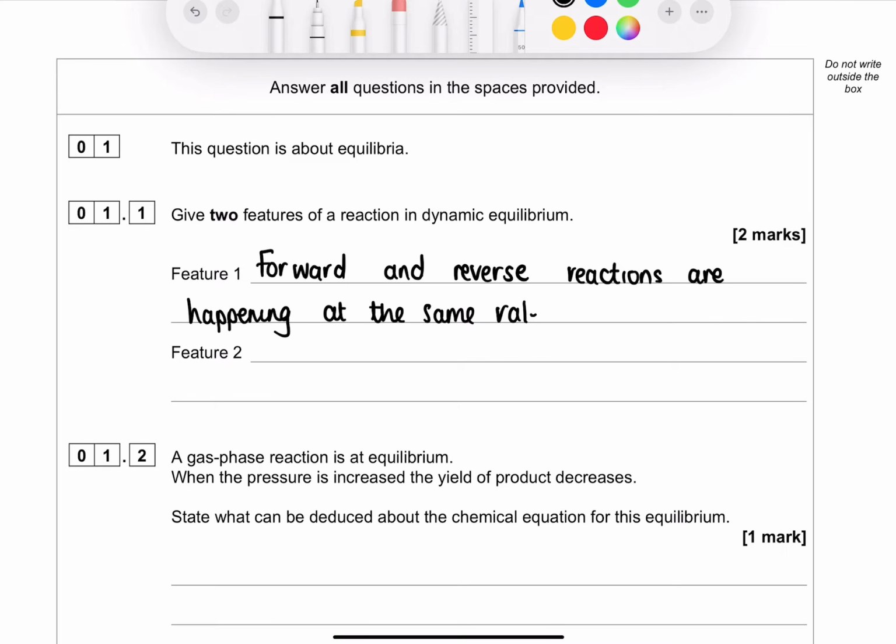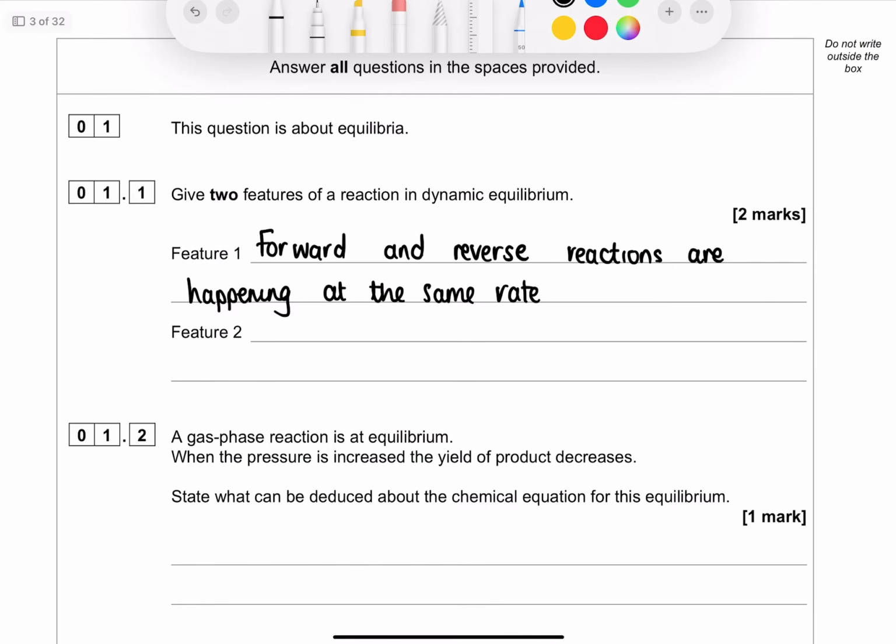Or we could say their rates are equal. And as a result of that, the concentrations of the reactants and products will remain constant. They're not the same as each other, they're the same as themselves, they are constant.